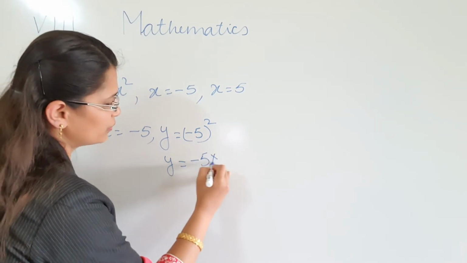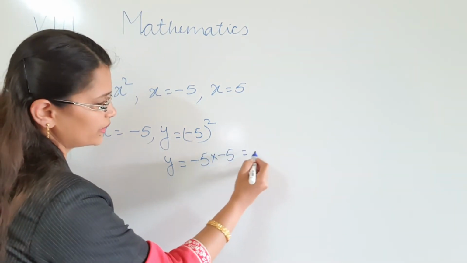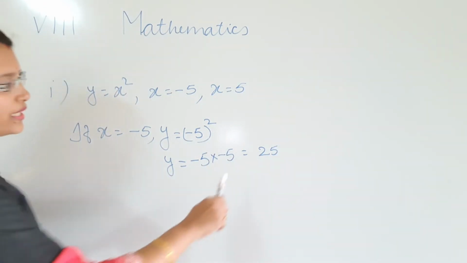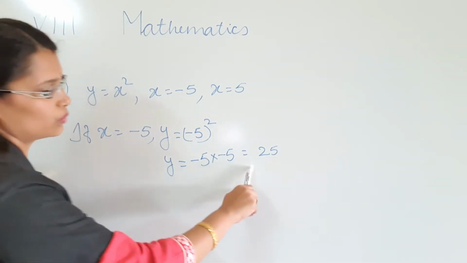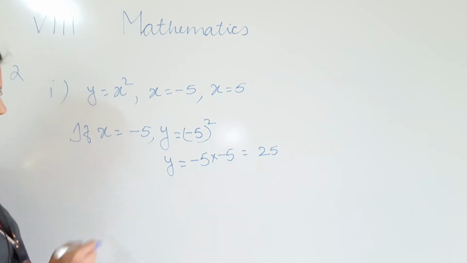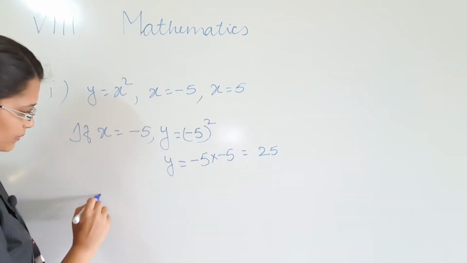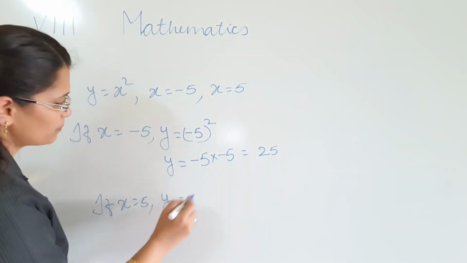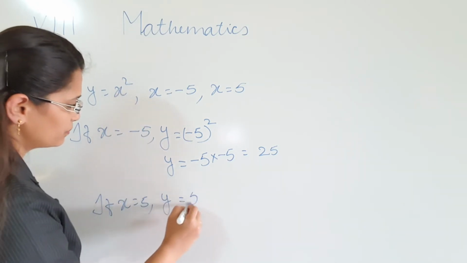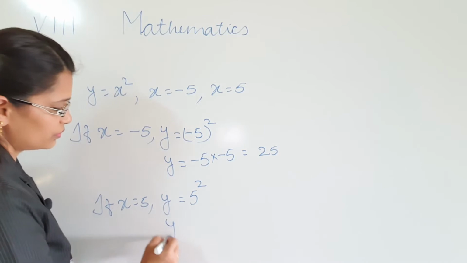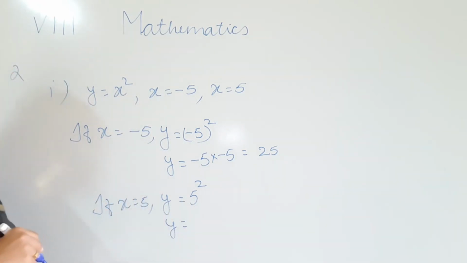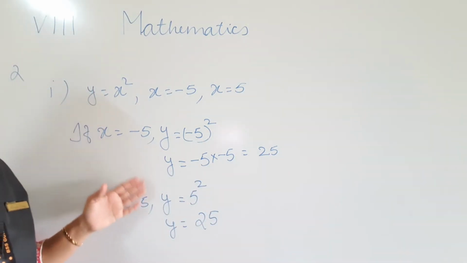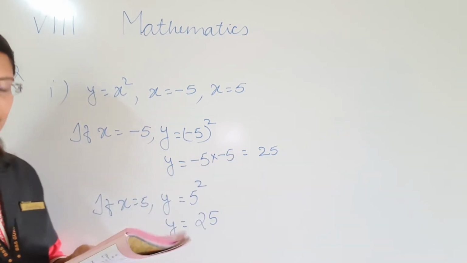That is minus 5 into minus 5. What is 5 into 5? 25. You have already learned that negative into negative is equal to positive, right? So the answer is positive 25. Y is equal to 25. Is this clear? Then take if x is equal to 5. If x is equal to 5, y is equal to, instead of x we have to write 5 square. Y is equal to 5 square means 5 into 5 is equal to 25. So in both the cases you will get 25 as the answer.